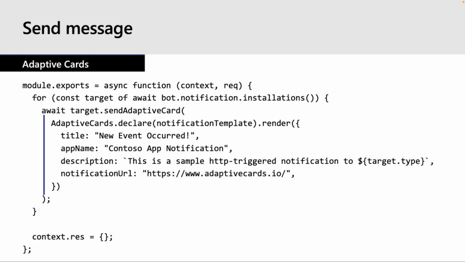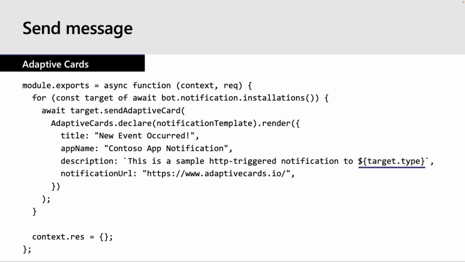adaptive card. And it uses this block here, so this adaptive cards declare method first is going to accept a notification template. So this is just a JSON file with the adaptive card template. And then for the render, we're going to pass in a data object. So this has the title, app name, and description and notification URL. The adaptive card will have placeholders in there that we can inject the values into.